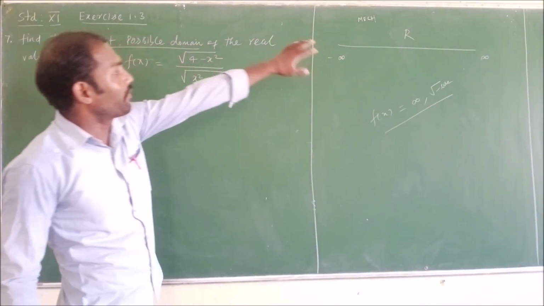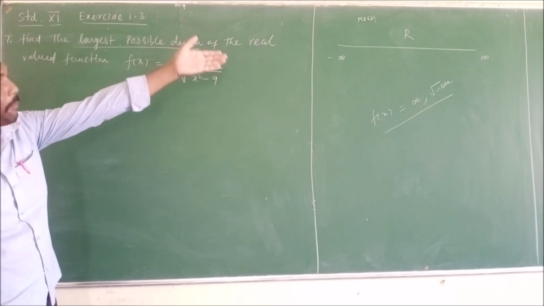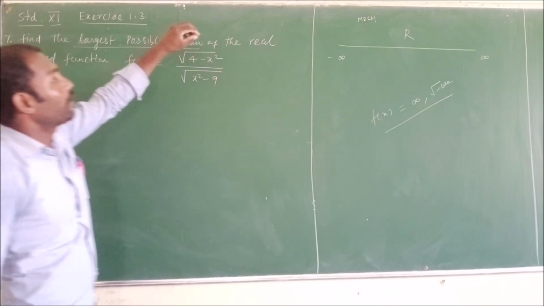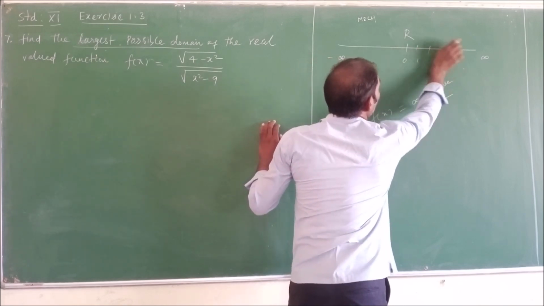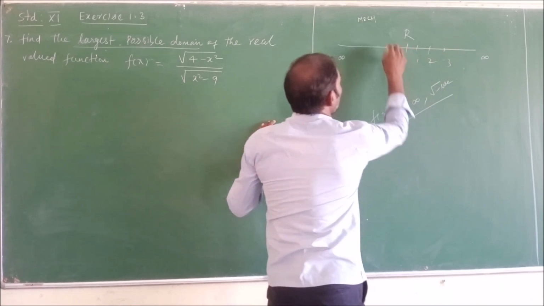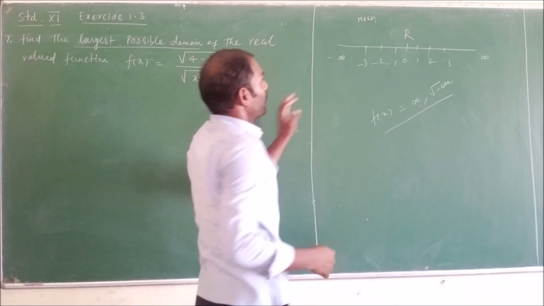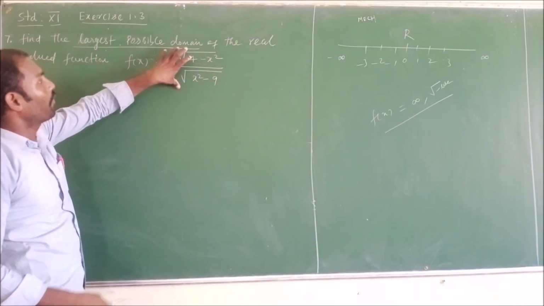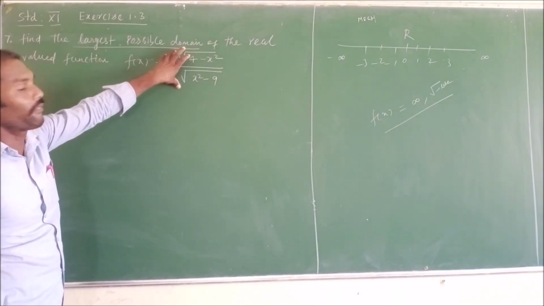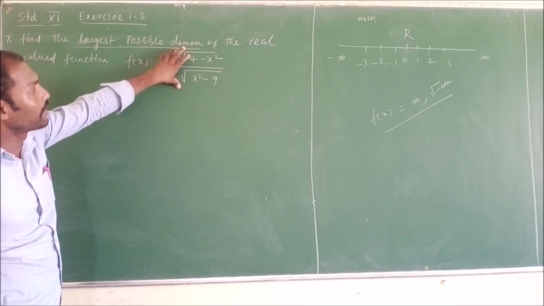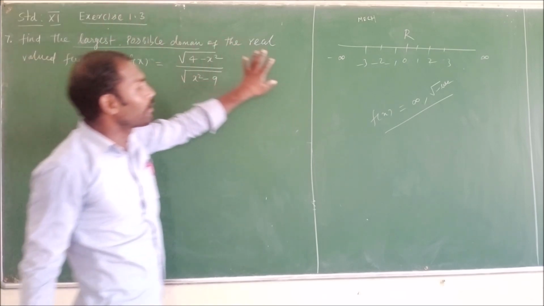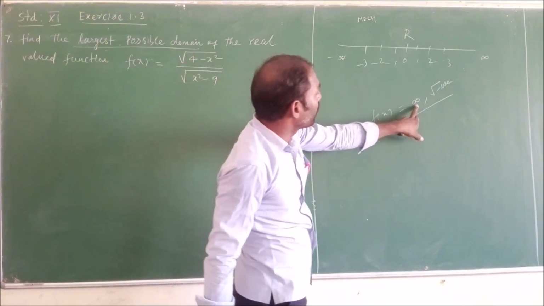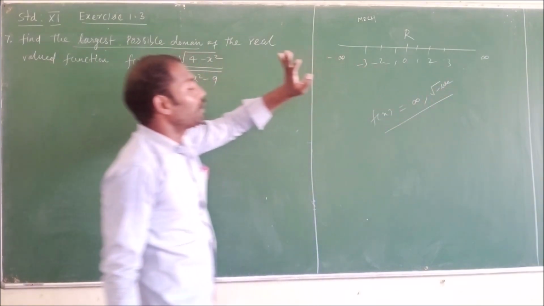Minus infinity to plus infinity is the real numbers or real line. If you obtain any value, 0, 1, 2, 3, minus 1, minus 2, minus 3 or anything, for the given f of x, then f of x cannot attain infinity or the root of a negative value.